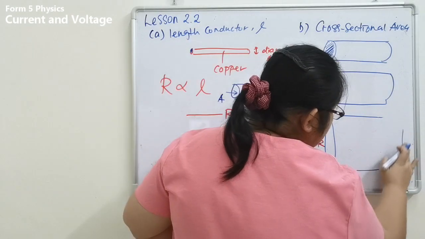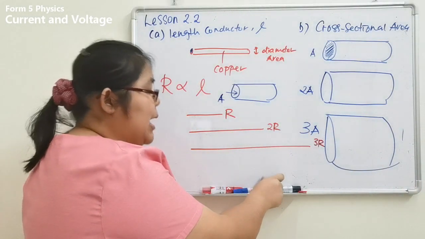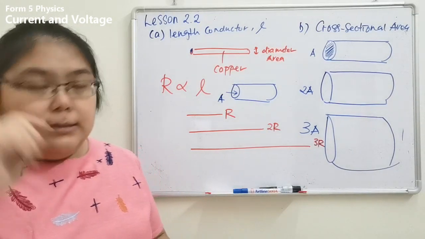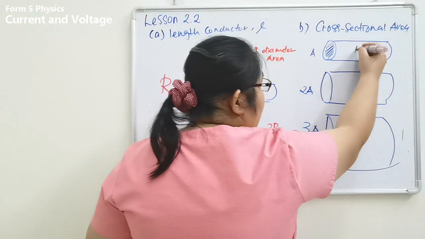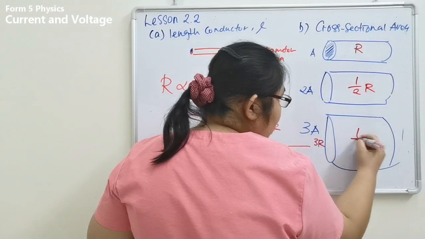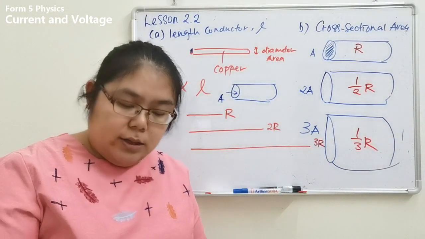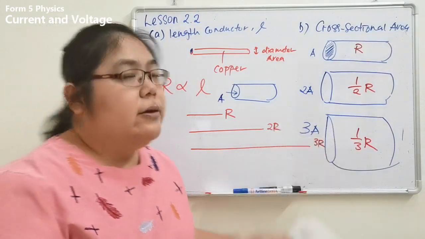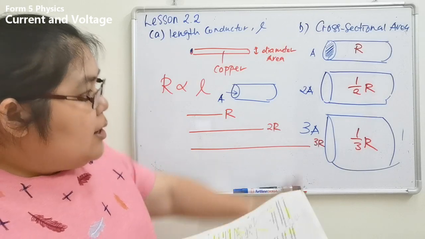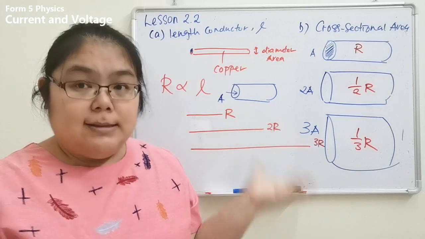Now what do you think about the resistance? Assume they are the same length. Will the resistance become more or become less? The answer is it becomes less. If this one is R, this one must be 1 over 2R, and this one must be 1 over 3R. So this is another factor that affects the resistance. This is an example diagram to help you understand.